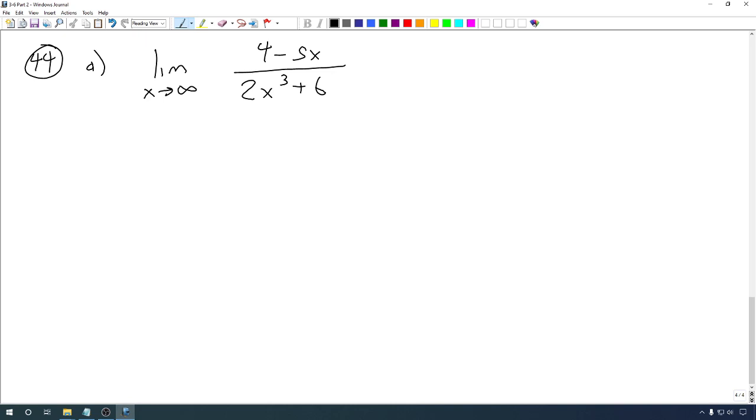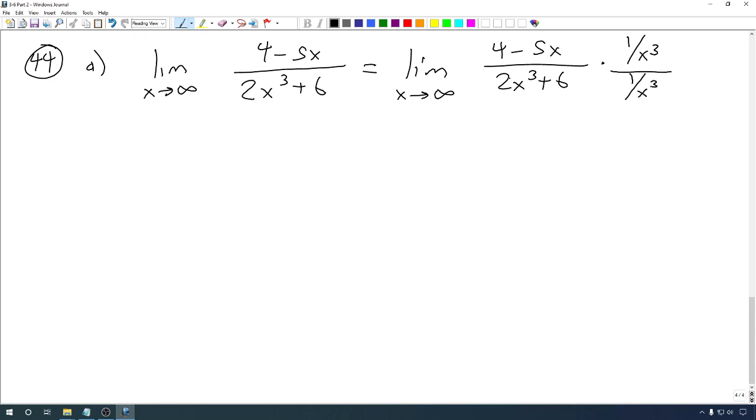Now, when it comes to a rational function like this, there's one big trick that's very useful. We're going to multiply, well, let me just rewrite it out, and then we'll modify it a little bit. We're going to do a little bit of algebra here. I'm going to multiply the top and the bottom by 1 over the biggest power on the bottom. So the biggest power on the bottom is x cubed. Essentially, I'm going to divide the top and bottom by x cubed.